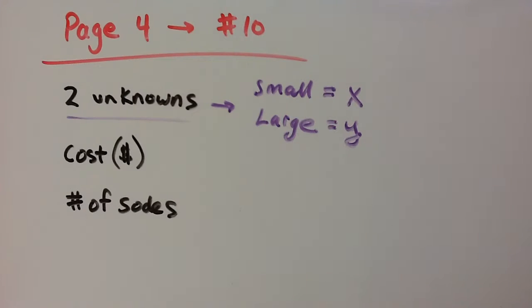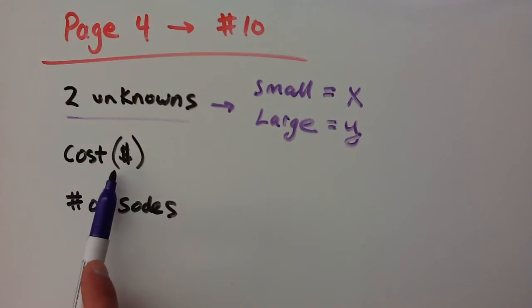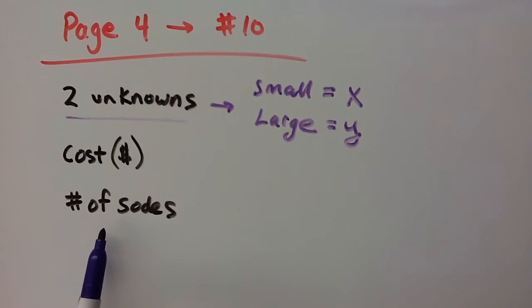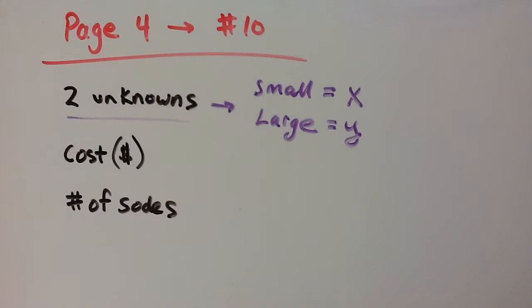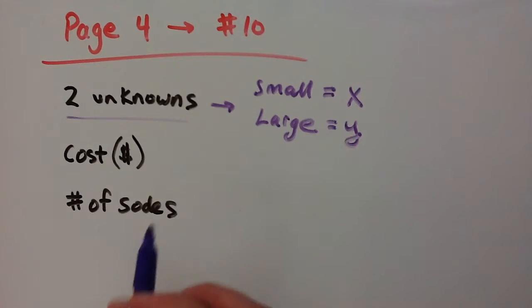The second piece of information comes from the second sentence. It says 35 sodas were sold for a total of $18.55. Okay, so we have the total cost in dollars, which is $18.55, and we have the total number of sodas, which is how many? How many sodas were sold? 35, right? And so we're going to use those two key pieces of information to set up two equations to make a system.